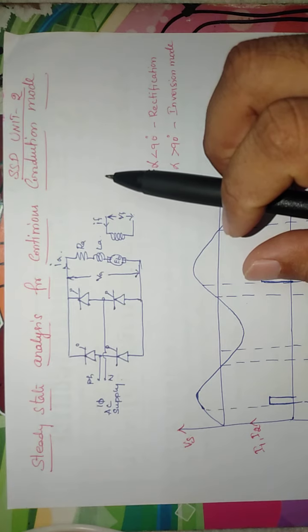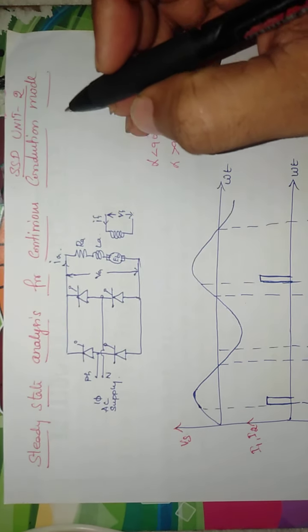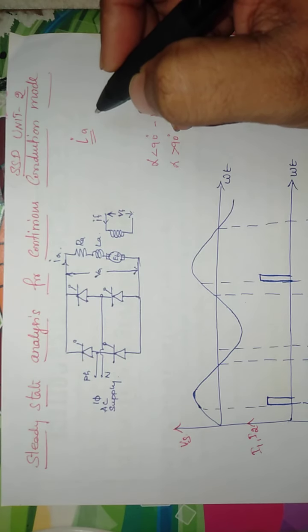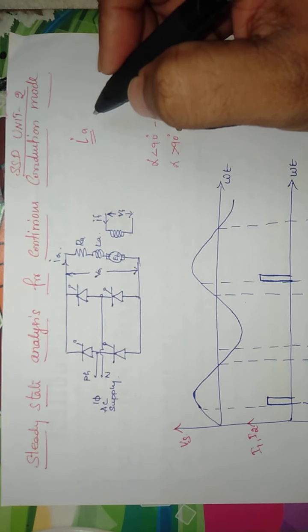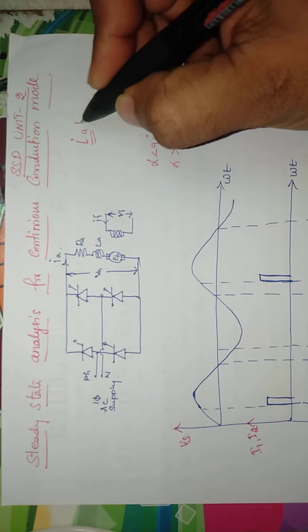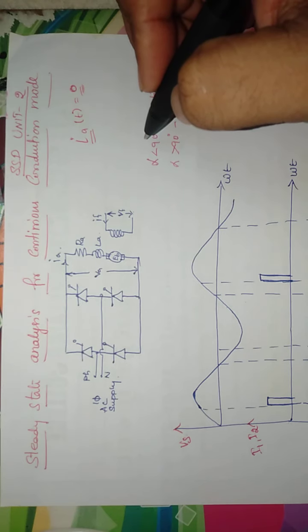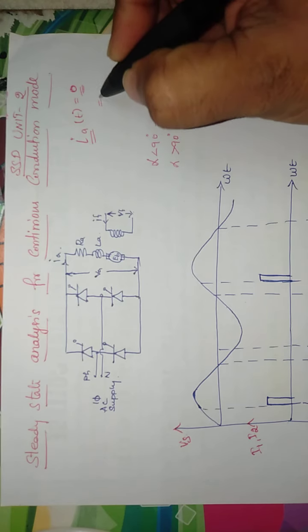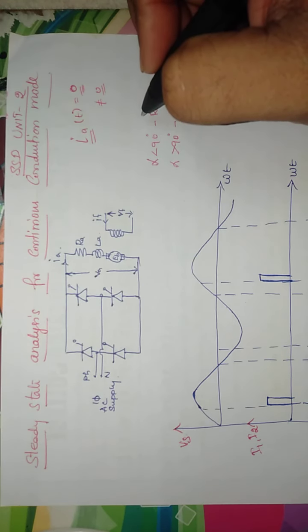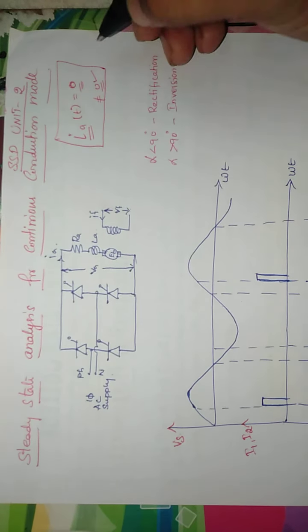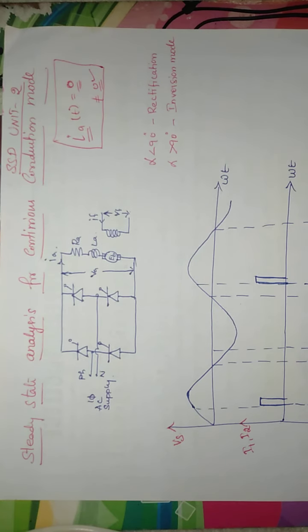In discontinuous conduction mode we have seen that, based on IA only, that is armature current only, we decide whether the conduction mode is continuous or discontinuous. If IA of t is equal to 0 in any part, that is called discontinuous conduction mode. If it is not equal to 0 at any point, and we are continuously getting supply on the output side, then it is called continuous conduction mode. So continuous conduction mode means IA of t is not equal to 0.